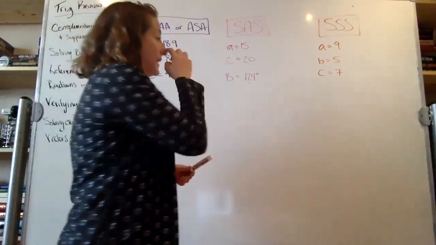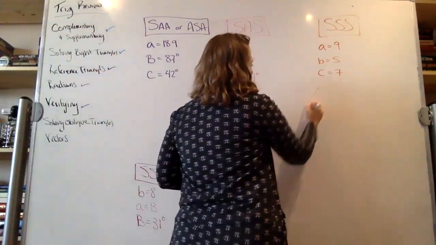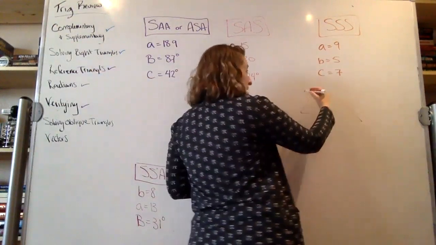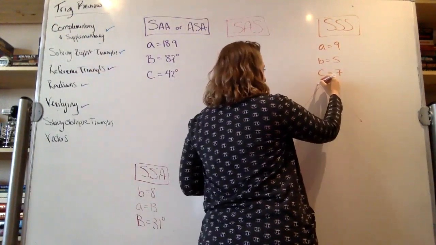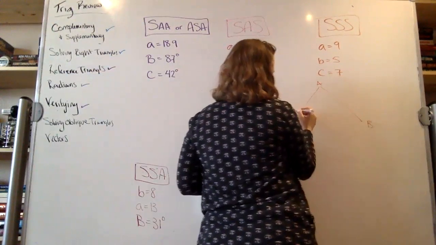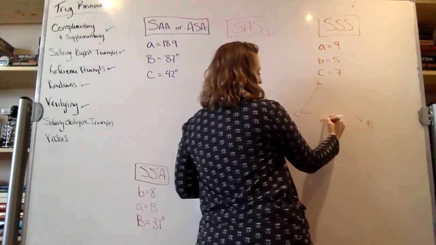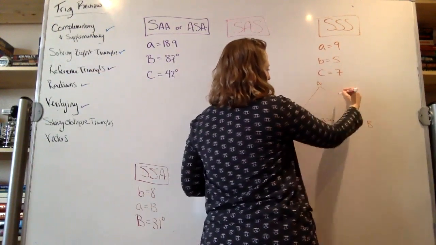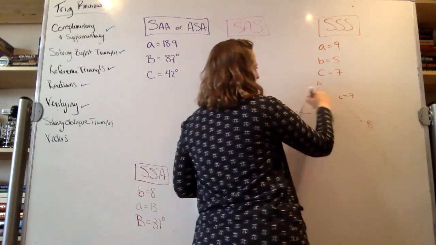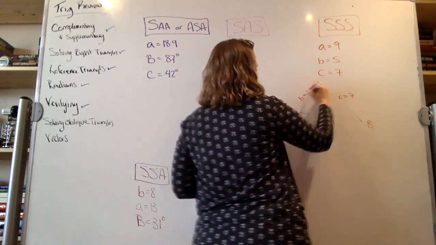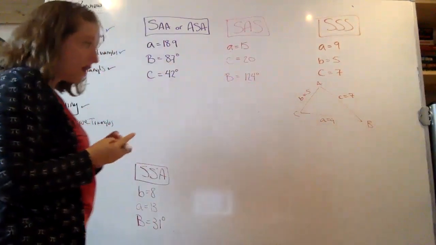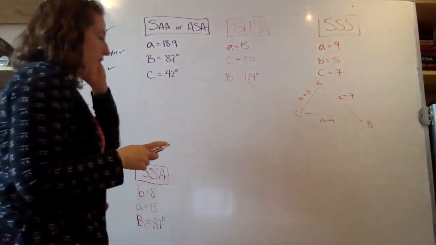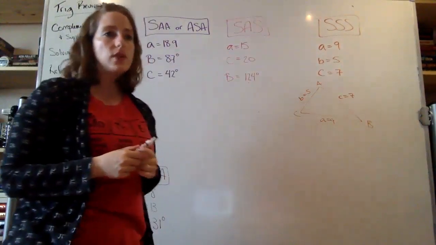All right, side, side, side. So again, I'm just going to sketch a triangle. Don't really know what it looks like, don't really care. Just need some labeling. I'm going to call this A, B, and C. Side A is 9. Side C is 7. Side B is 5. Okay. So we know all 3 sides, but we don't know any of the angles. We're going to have to use law of cosines here.